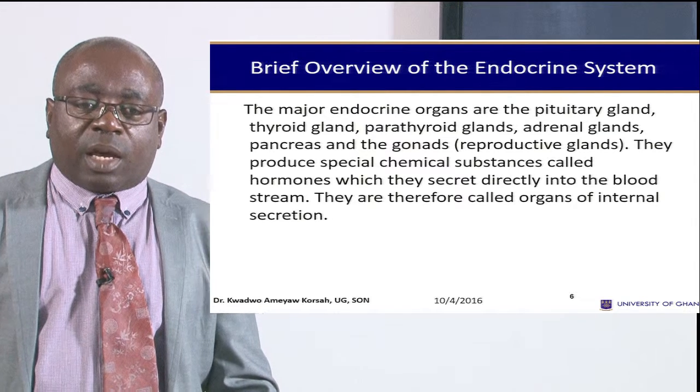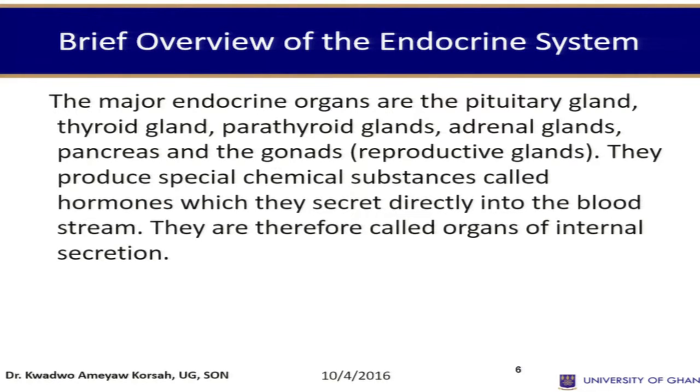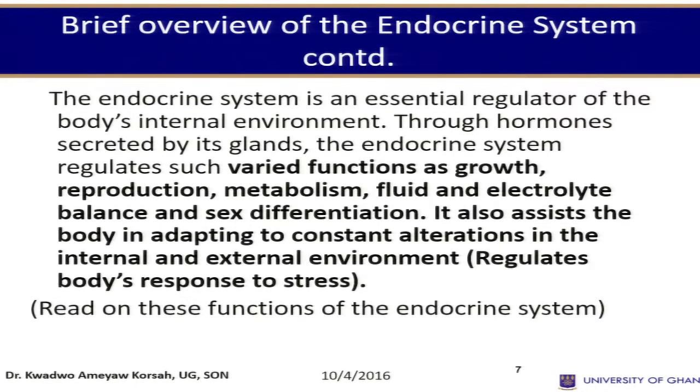The major endocrine organs that we are going to look at are the pituitary gland, thyroid, parathyroid, adrenal glands, pancreas, and the gonads. These are the reproductive glands. They produce special chemical substances called hormones, which they secrete into the blood circulation, and they are therefore called organs of internal secretion. The endocrine system is an essential regulator of the body's internal environment through hormones secreted by its glands.